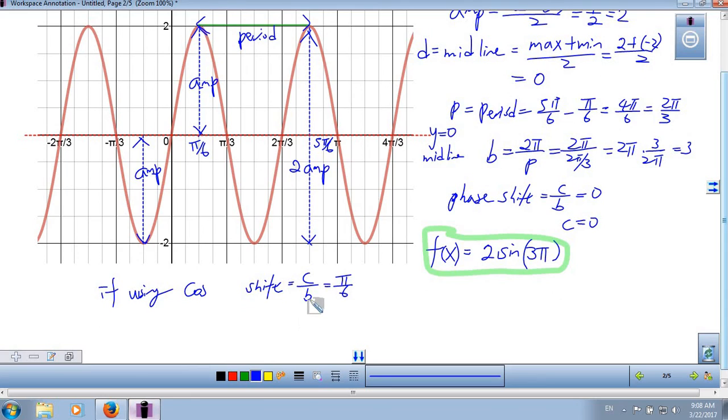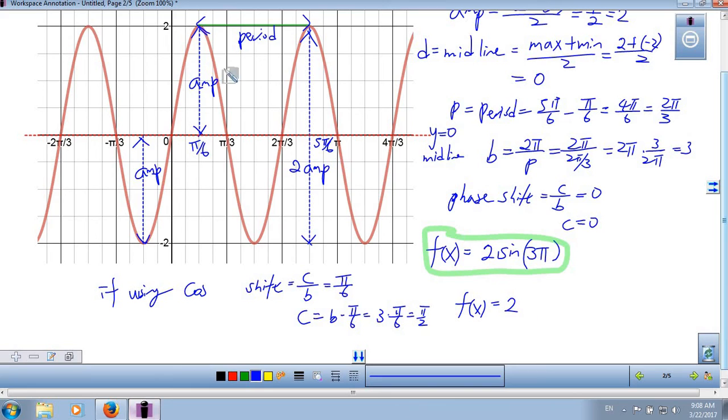Now, because I already know b is 3, c is equal to b times pi over 6, which would be equal to 3 times pi over 6, which is pi over 2. Okay, so there's a phase shift. So if I'm using a cosine, then I will write it like this.